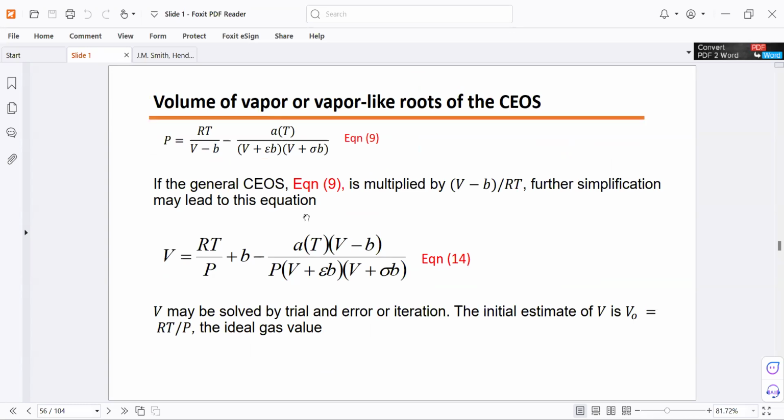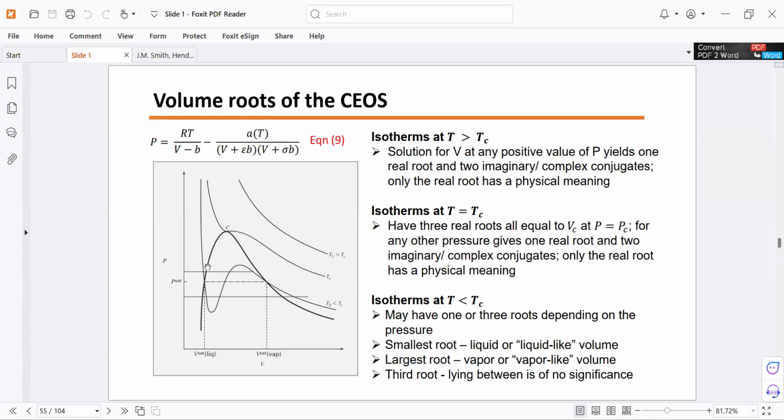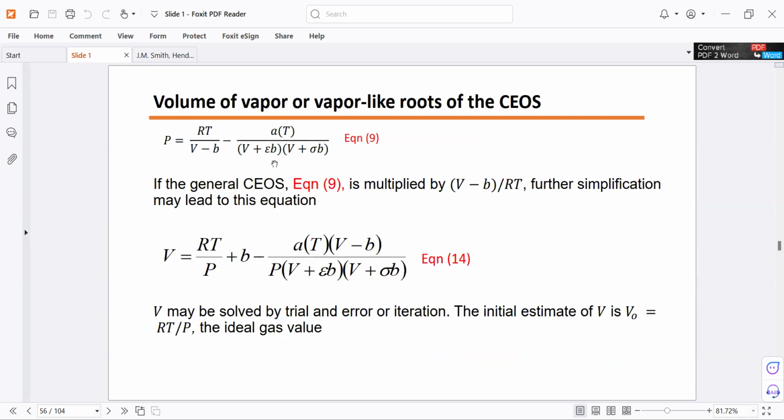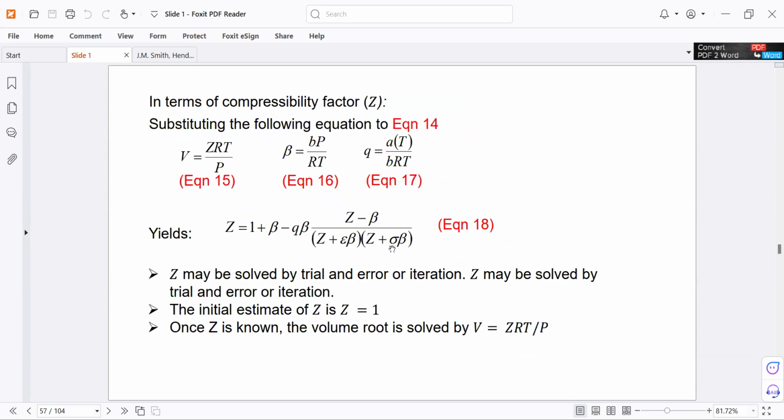Remember in the general cubic equation of state, we have many roots. And if the temperature is below the critical temperature, we may have a root that is liquid-like, and the vapor-like root, which is located here. So for the vapor-like root, we use this equation, either that one or this one, in terms of volume or in terms of the compressibility factor. In the solution, I use the compressibility factor.